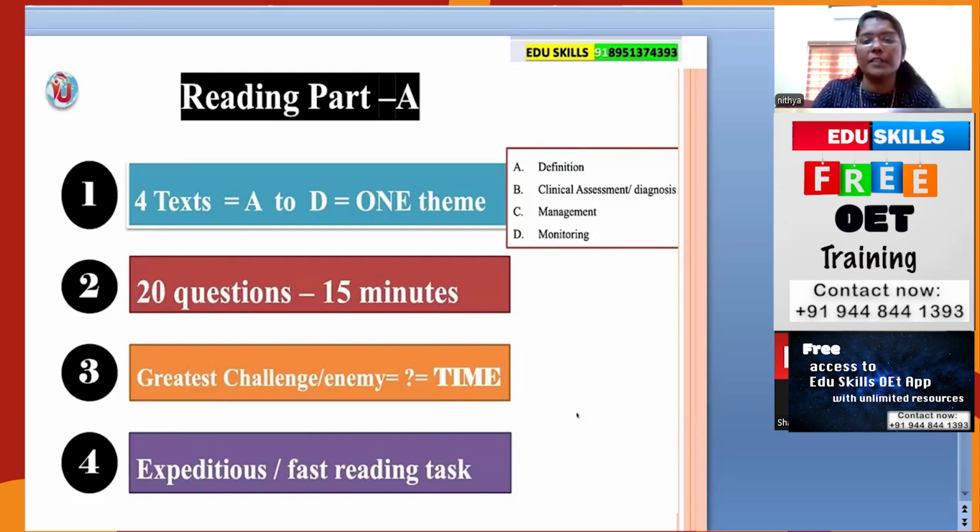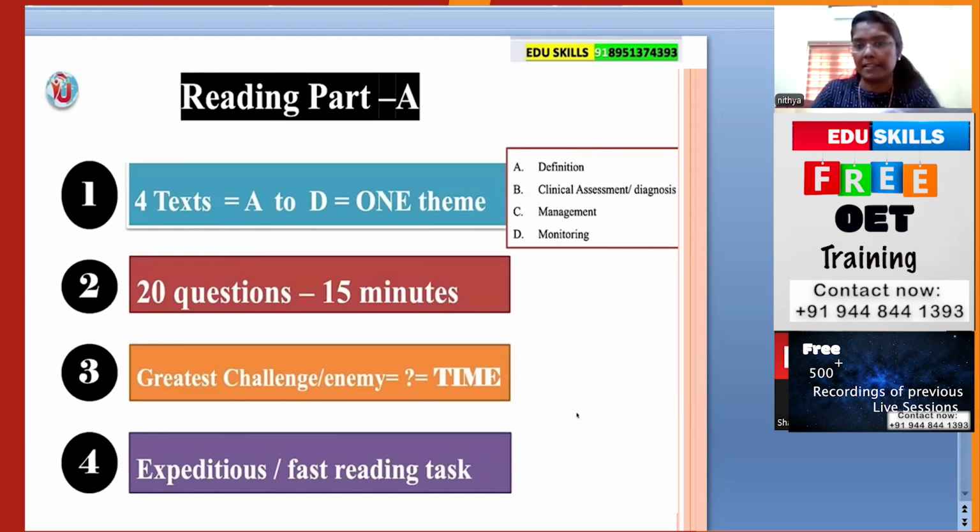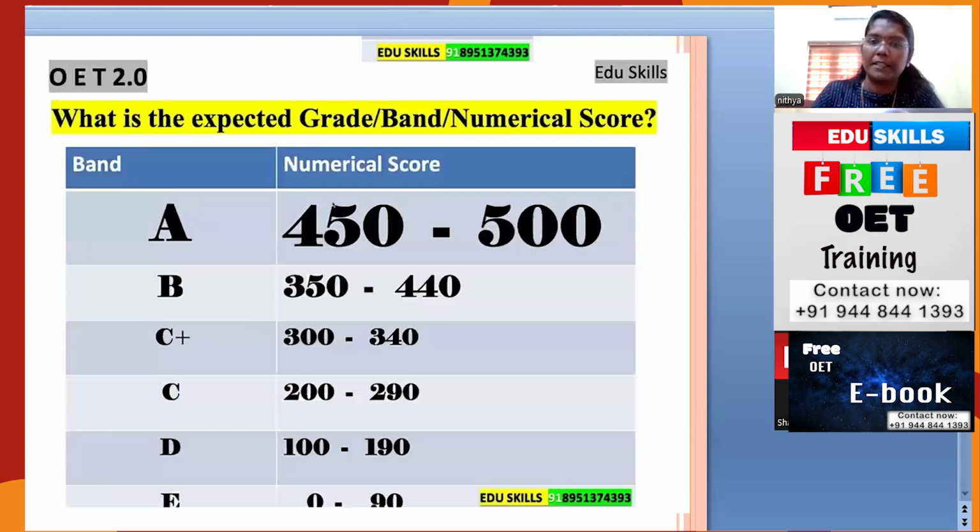Then how many questions do we have? We have only 20 questions and we have to finish within 15 minutes. The greatest challenge or enemy is our time, so the skill we need to develop is expeditious, fast reading. In reading part A, for example, text A is definition, text B clinical assessment, text C management, text D monitoring. Like this, they are describing in reading part A.